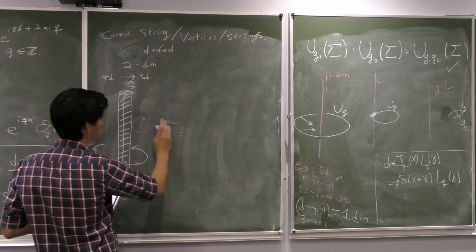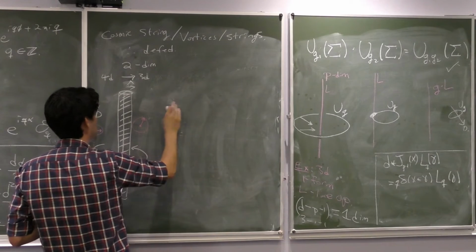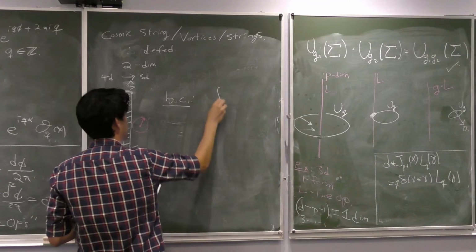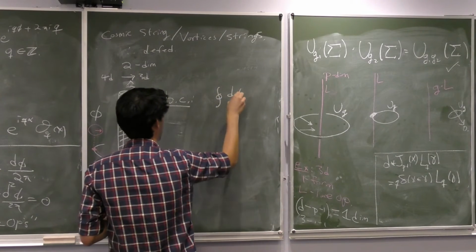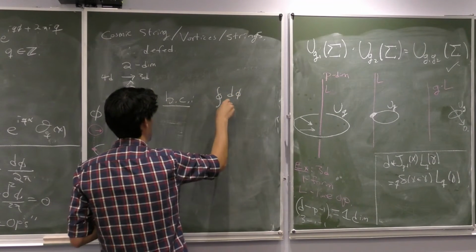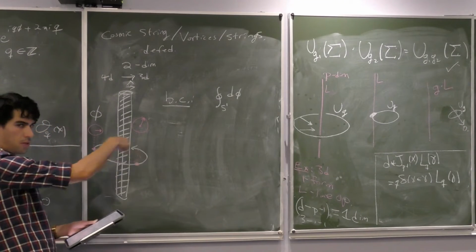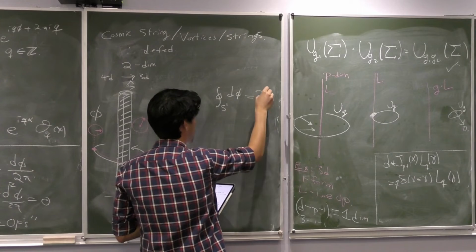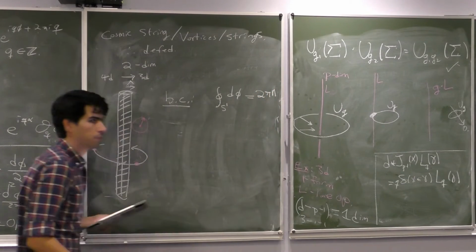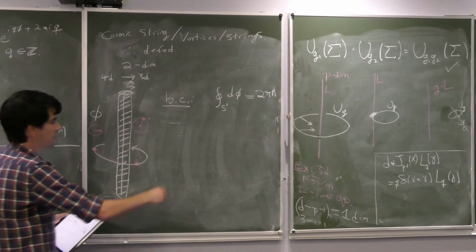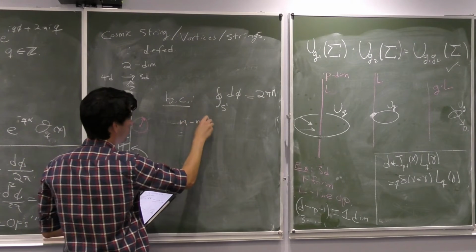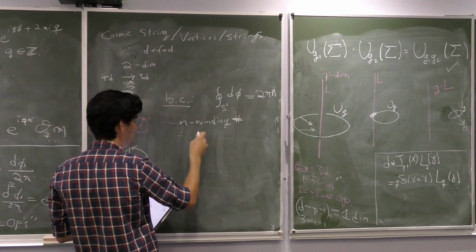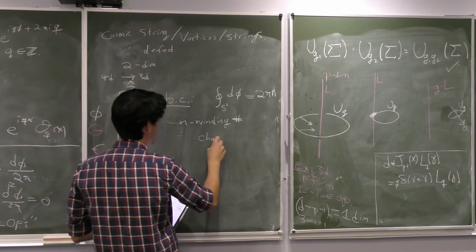So the boundary condition is that the integral of d phi along any loop that encloses this cutout line is equal to 2 pi times n. Here n is what's called a winding number, and this is like the charge of the string.